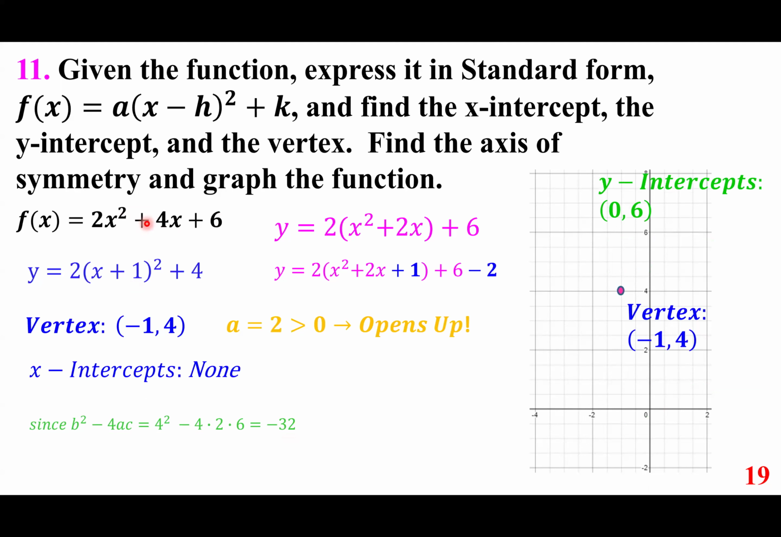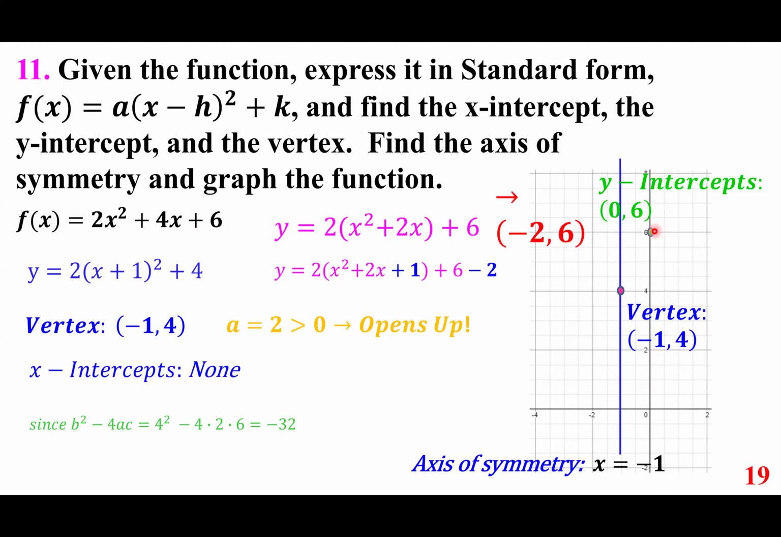So the y-intercept is located at 0, 6. The axis of symmetry is x equals negative 1. And then using the axis of symmetry, we must have a point here, negative 2, 6, because this distance is 1. We go the same distance. We end up with negative 2 with the same y-axis. And that's the graph.